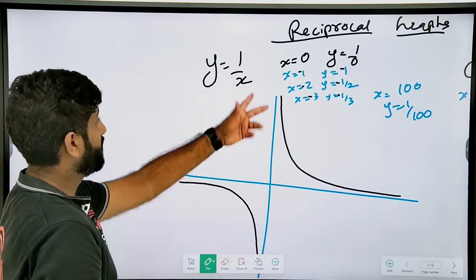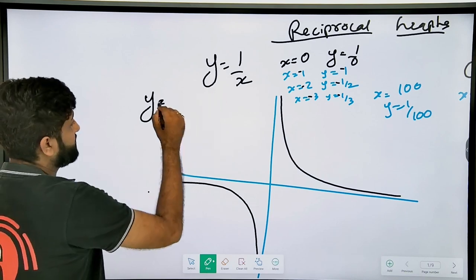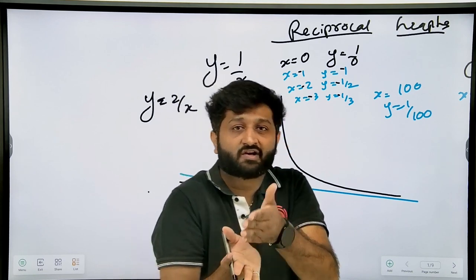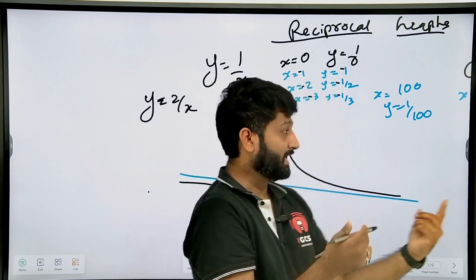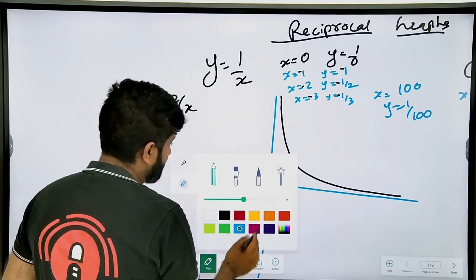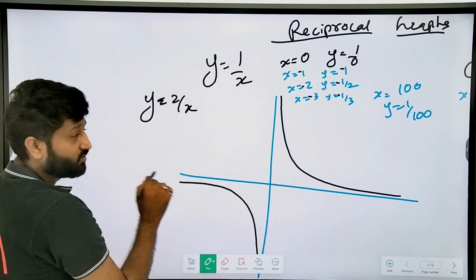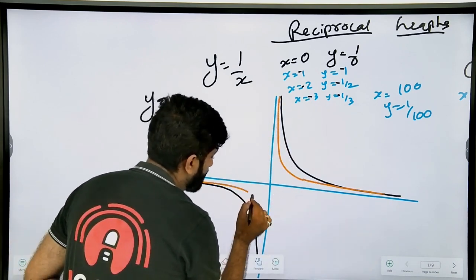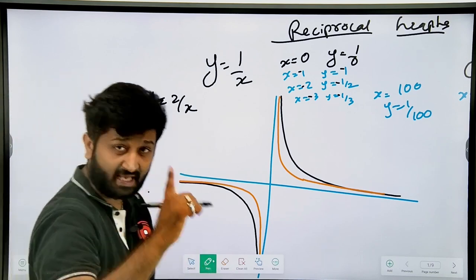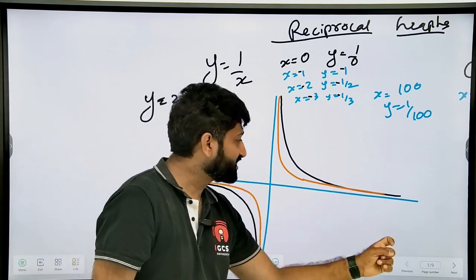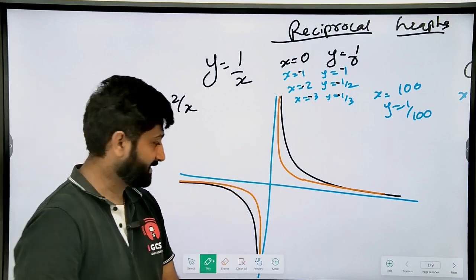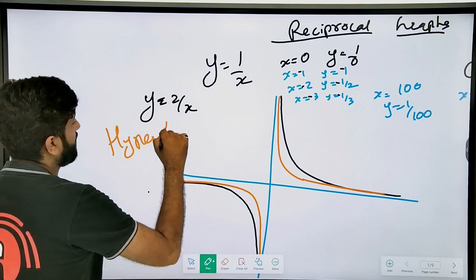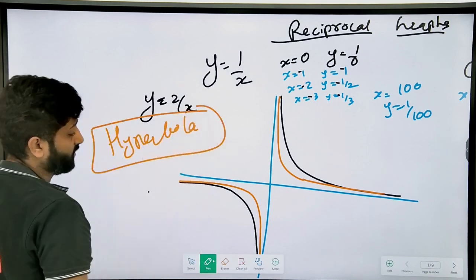Again, what if someone tells me to draw y equals 2 by x? Now what will happen? With the increase in value of x, the y would reduce rapidly. So if someone tells me to plot y equals 2 by x, this would be an even steeper curve than the previous one. But again, this graph would not touch the x-axis and the y-axis, right? This is my reciprocal graph. Guys, this shape is also known as hyperbola.